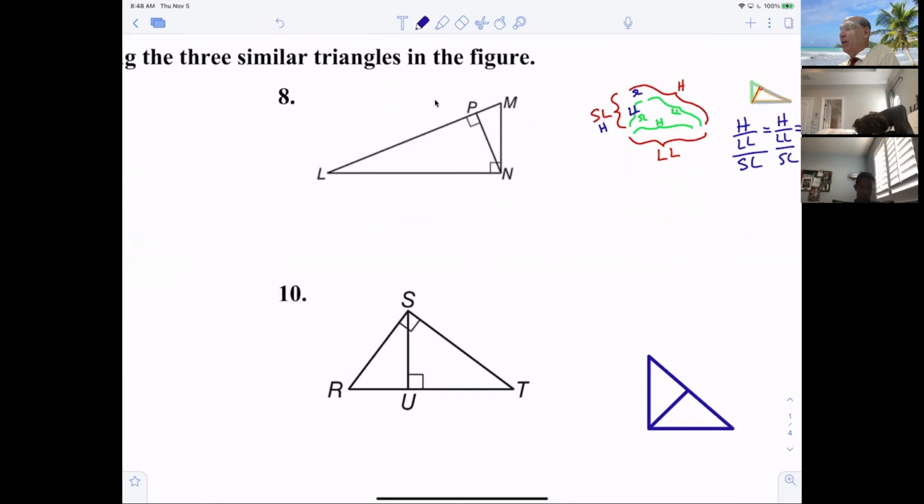Now, Davis, I'm expecting alphabetical order. So the large one. Are you sure? A, B, C, D, F, G, H, I, J, K, L, M, N. Yes. Triangle L, M, N. Very good.